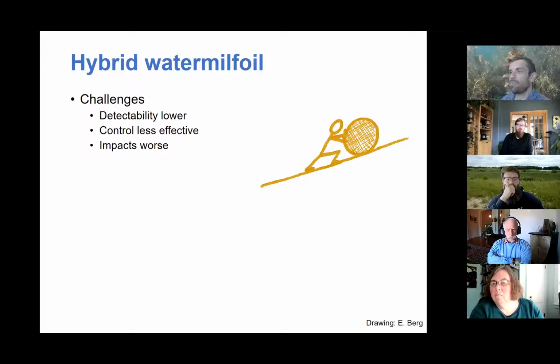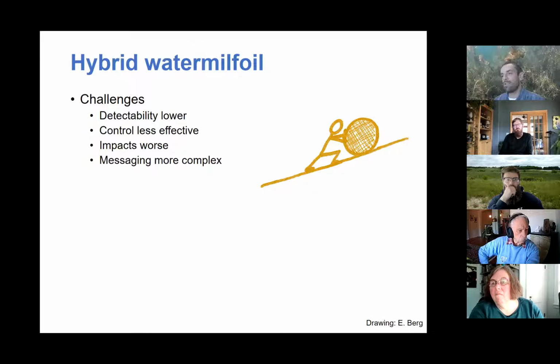So in this case, we see these challenges. Detectability is lower because of cryptic morphology. Control is less effective in this case because of these herbicide tolerant strains. The impacts are potentially worse because of hybrid vigor. And then also a theme I'll return to later in the talk is that the messaging is more complex.